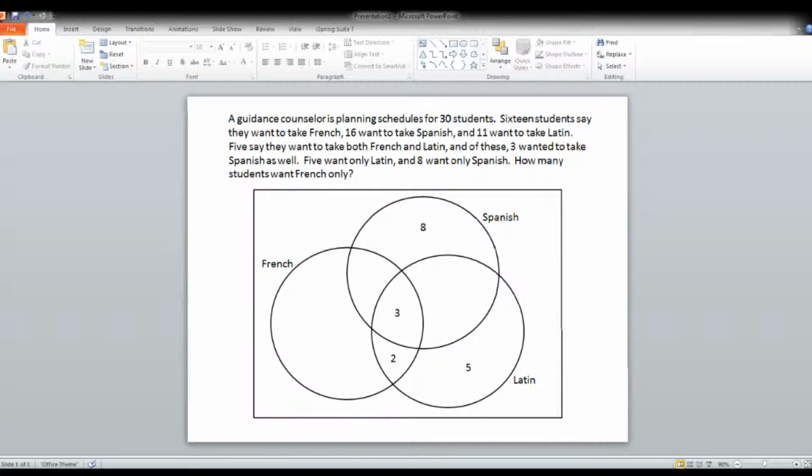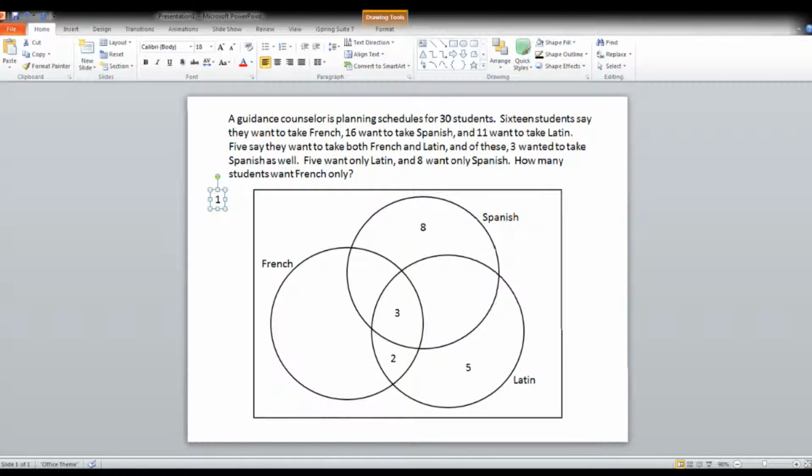So I know that there's 16 students who want to take French. Is there anything that I can do with that? No, because I have 2 empty spots. There's 16 that want to take Spanish. Can I do anything with that? No, because there's 2 empty spots. But then there are 11 who want to take Latin. Well, look at that, I have 1 empty space in Latin. So all I have to do is go 11 minus 3 minus 2 minus 5. 3 plus 2 plus 5 gives me 10, and 11 minus 10 is 1.